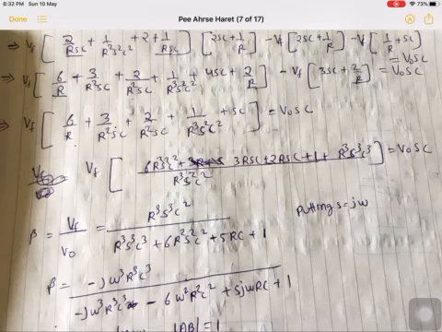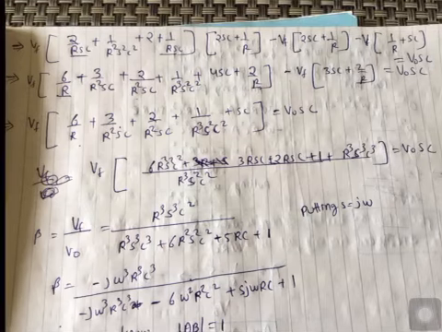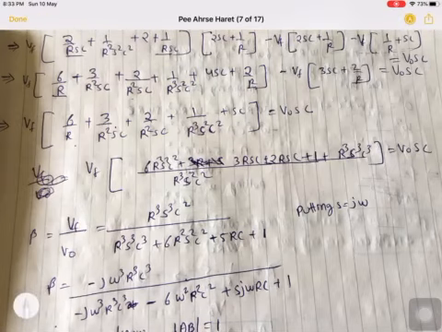Now this is the same, 2SC plus 1 by R. This is the same, minus VF (2SC plus 1 by R), minus VF into (1 by R plus SC) equals VOSC. Now 2 plus 1, this is 3 by RSC.